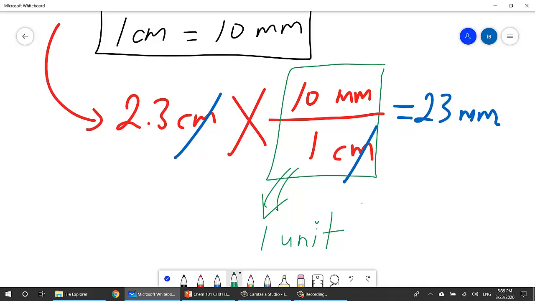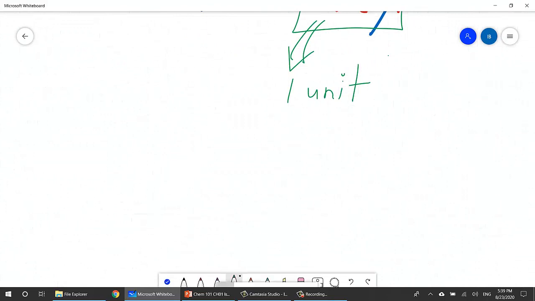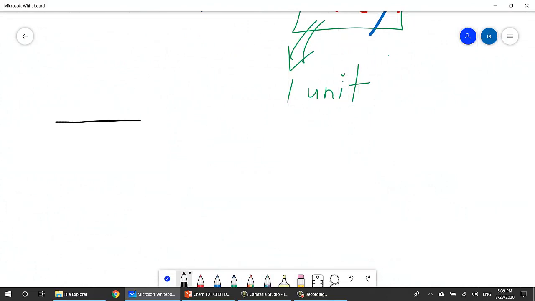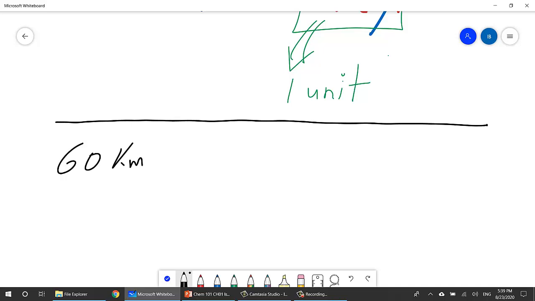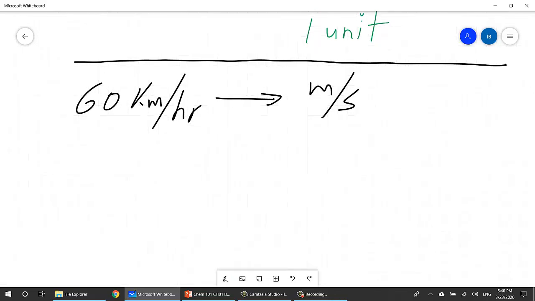Sometimes you need to multiply twice. Okay? An example of that would be, let's say there's a car that is driving at 60 kilometers per hour, and that's a speed. And I need to know how much that is in meters per second, which is another unit of speed, okay? Because kilometer per hour is not an SI unit, as you know. Meter per second, they are the SI units.